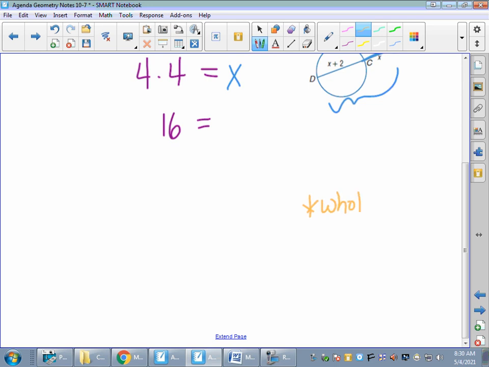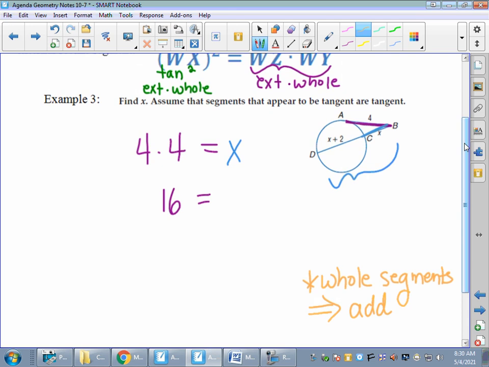For the whole segment, you typically are going to be given the 2 pieces. You need to add them to get that. So basically, x plus 2 plus x would be 2x plus 2 for the whole thing. So exterior is x times 2x plus 2.